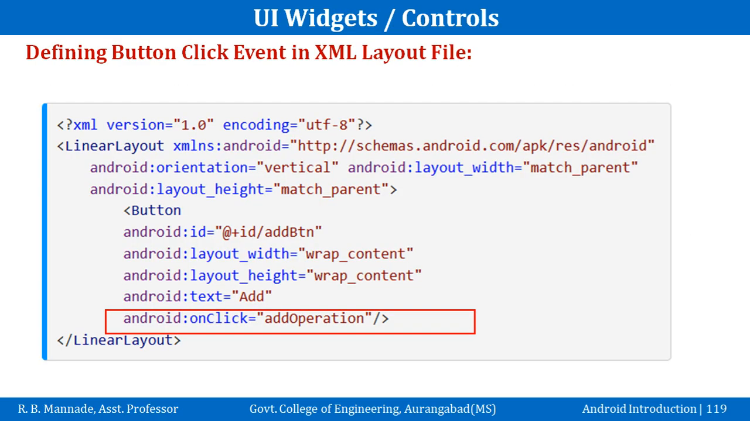This is a snapshot that shows you how to define a button click event in the XML layout file. This is the layout file for the main activity .java file. Here, this is the attribute which is used to define the click event of the button, that is android:onClick equal to addOperation. This is the name of the method that will be called whenever the user clicks on this button, and it's the developer's responsibility to implement this method in the activity which hosts this layout file.